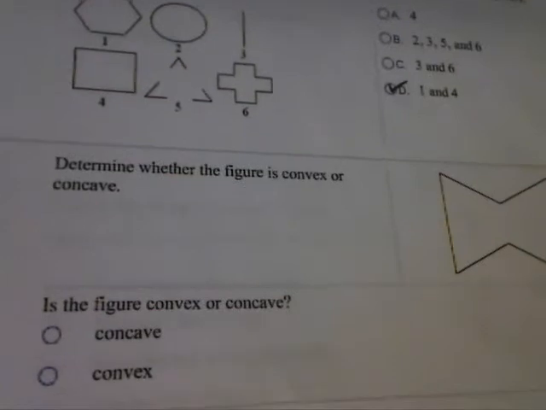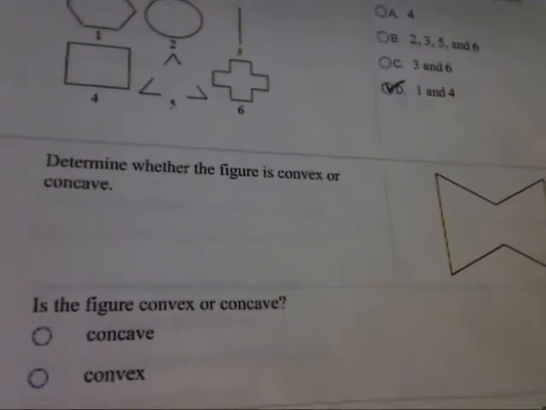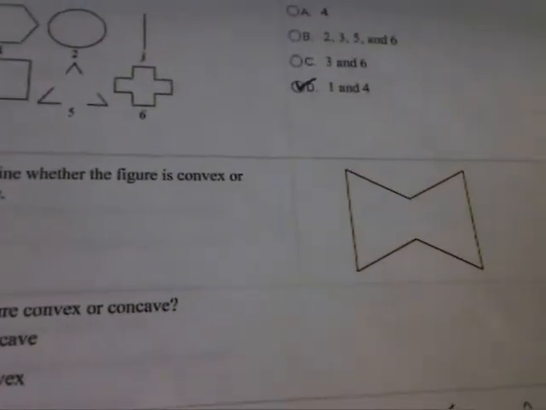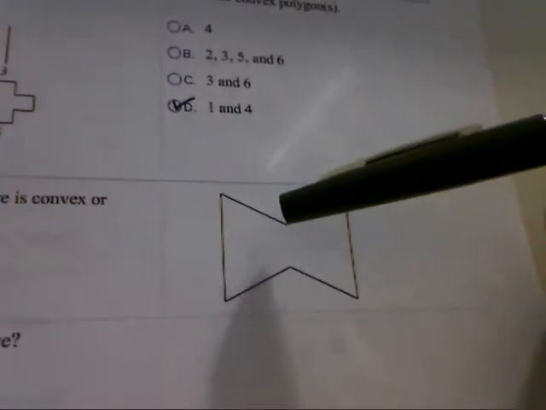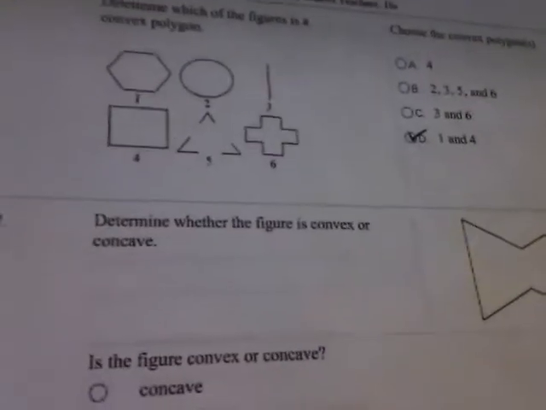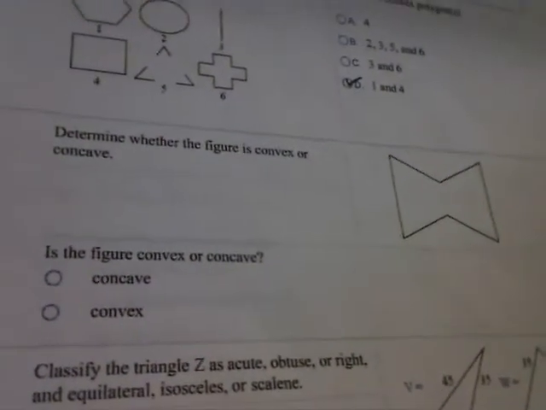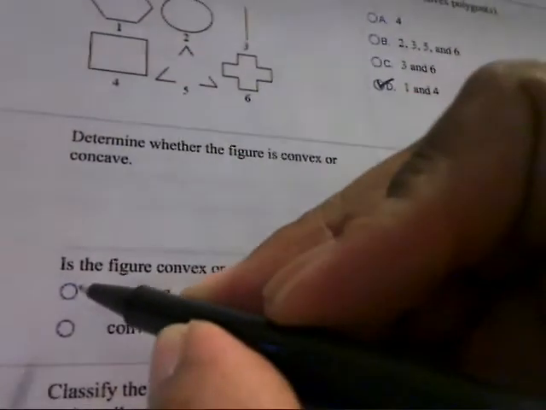Alright, problem number 2. Here we want to determine whether the figure is either convex or concave. And here's the figure that we're looking at. In a concave figure, you can see that there are indentations here. Right here and here, those are indentations. So that means that this figure is going to be considered to be concave.